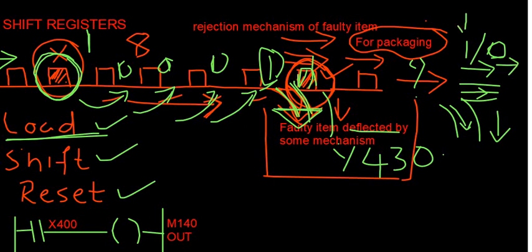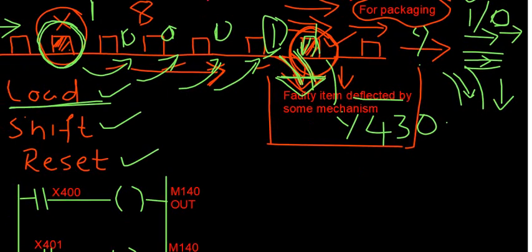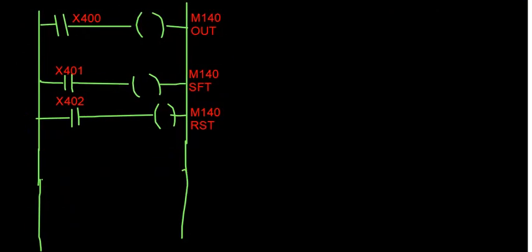So for that, you must have a rejection mechanism also here, right? So your output, say Y430, is activated. Once deflection takes place, it should at the same time also see to it that no healthy item is rejected, which immediately follows the item which has already been rejected. So for that particular purpose, you should have some more things here in between. Let me just draw that and I will explain.